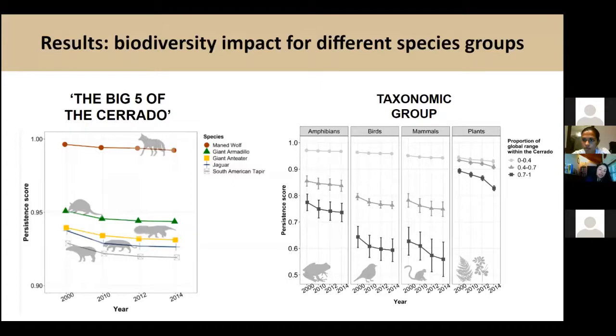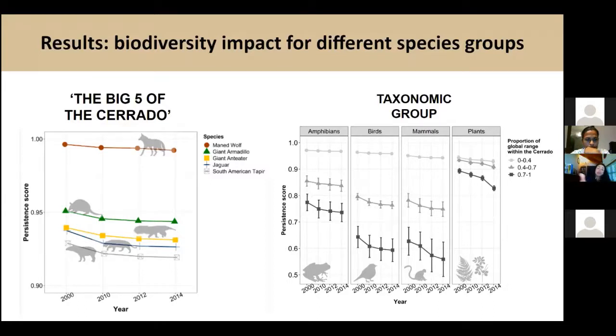And we have on the x-axis the time, the different years that we assess, and the persistence score on the y-axis. And we see that each has different patterns of decline of the persistence score. An interesting fact to capture here is that the maned wolf, as you can see, which is at the top, doesn't show a very strong decline. And the reason is because the maned wolf can live in arable lands. So the conversion of its original habitat is not reflected in the decline of its habitat very sharply.